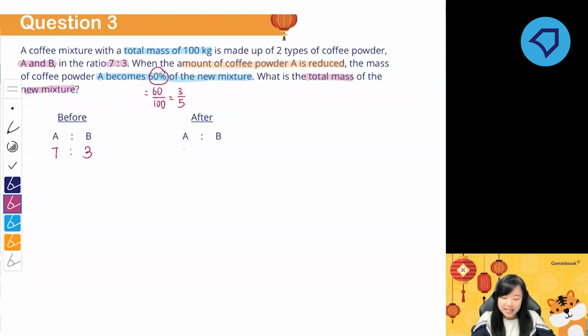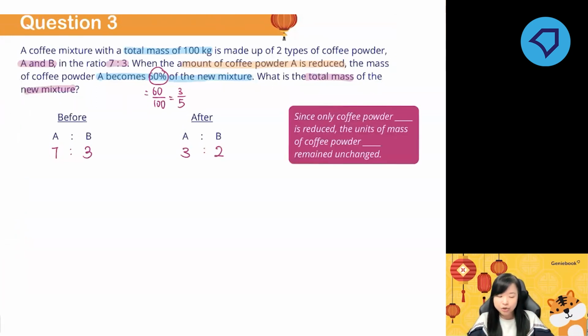Very good. A is 3, but B is not 5. A lot of you type 5 for me. B is not 5 because 5 belongs to the whole thing, the whole mixture, A and B. So if A already takes up 3, B should only be, yes, 2. So this part is very tricky. Don't fall into the trick, okay? Good. Gentle reminder, okay? Don't fall into the trick.